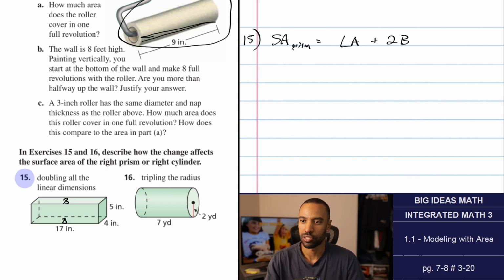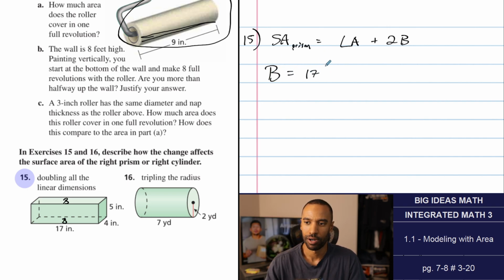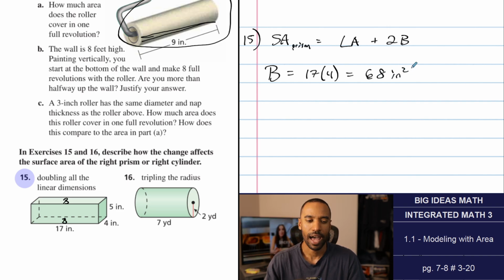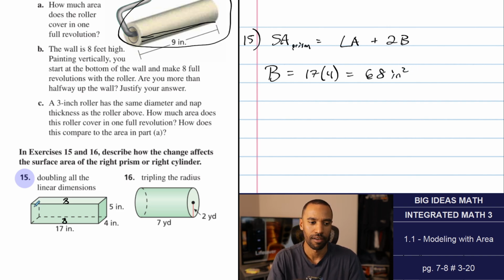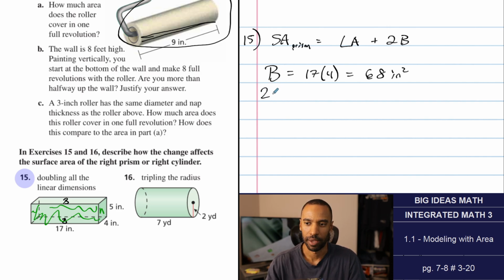The area of the bases, let's start with that. Area of each base is going to be 17 times 4, which is 68 square inches. The lateral area is the area of these 4 facings here. Front, right, back, and left. Oh, sorry, that's 1 base, by the way. 2 bases is going to be 2 times 68, 136 square inches.